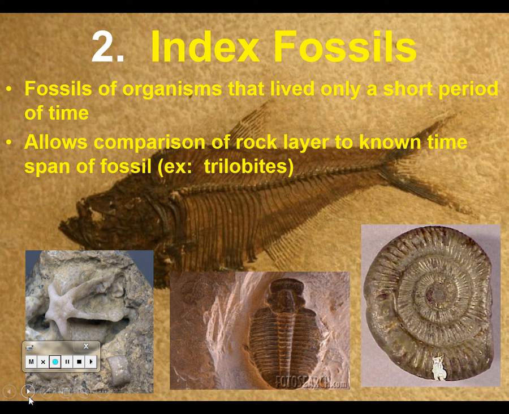Okay, number 2 is an index fossil. We've already talked about this. So as long as you know it, you pretty much don't need to copy it, but make sure you know it. An index fossil is like the trilobite, or this is an ammonite here. They're really pretty. It is a fossil that lived for only a short period of time. And if you find, let's say, that ammonite or the trilobite in a layer of rock, then you know that that layer of rock was formed in the time span of that index fossil.